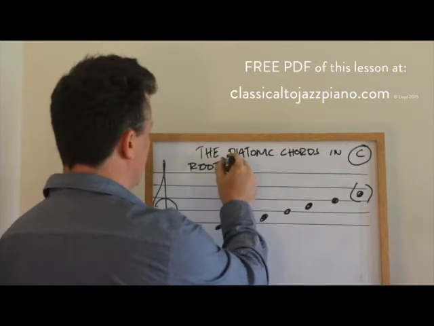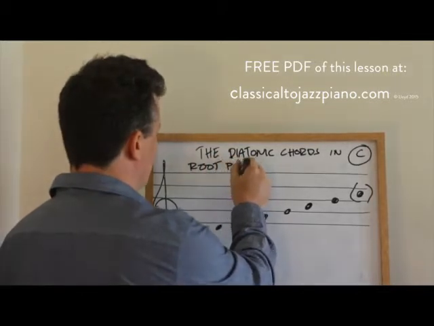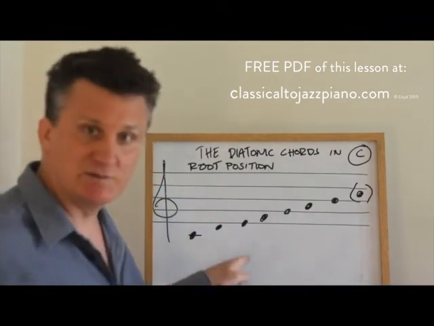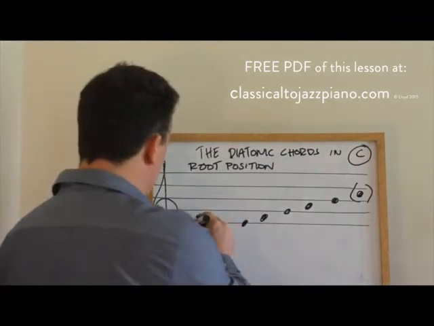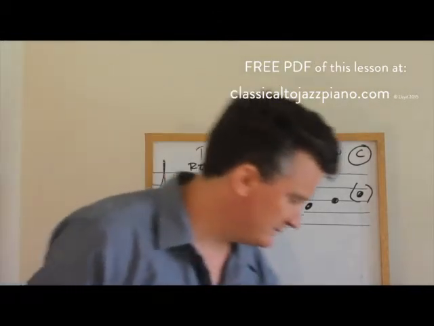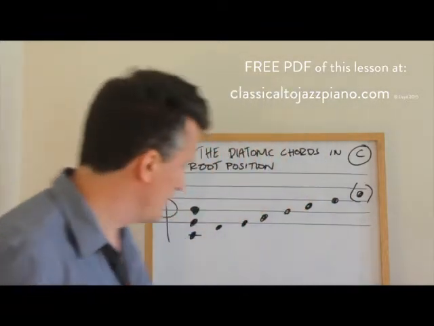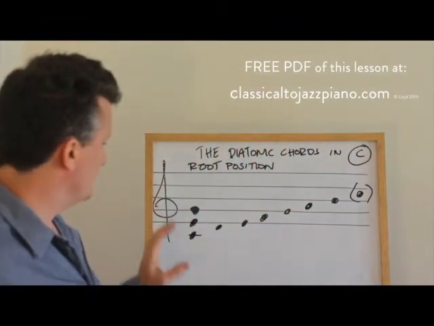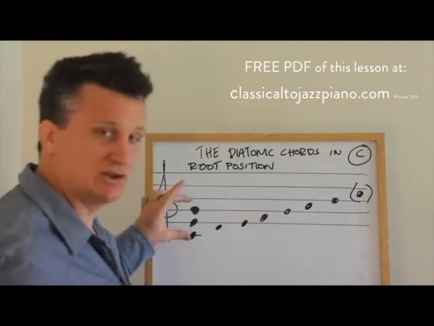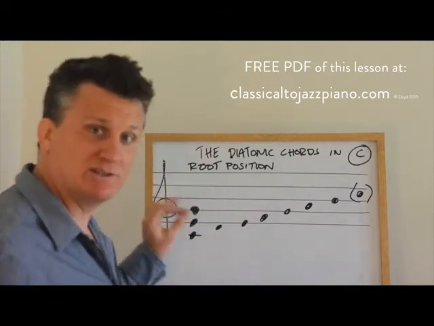We're not going to worry about the inversions and stuff until later, alright? So root position. We're going to start with the very first chord in the key of C. We're going to play that triad we did before, C, E, and G. So there it is, nice and simple. If you move up that scale with that chord shape on the piano, it's pretty handy.